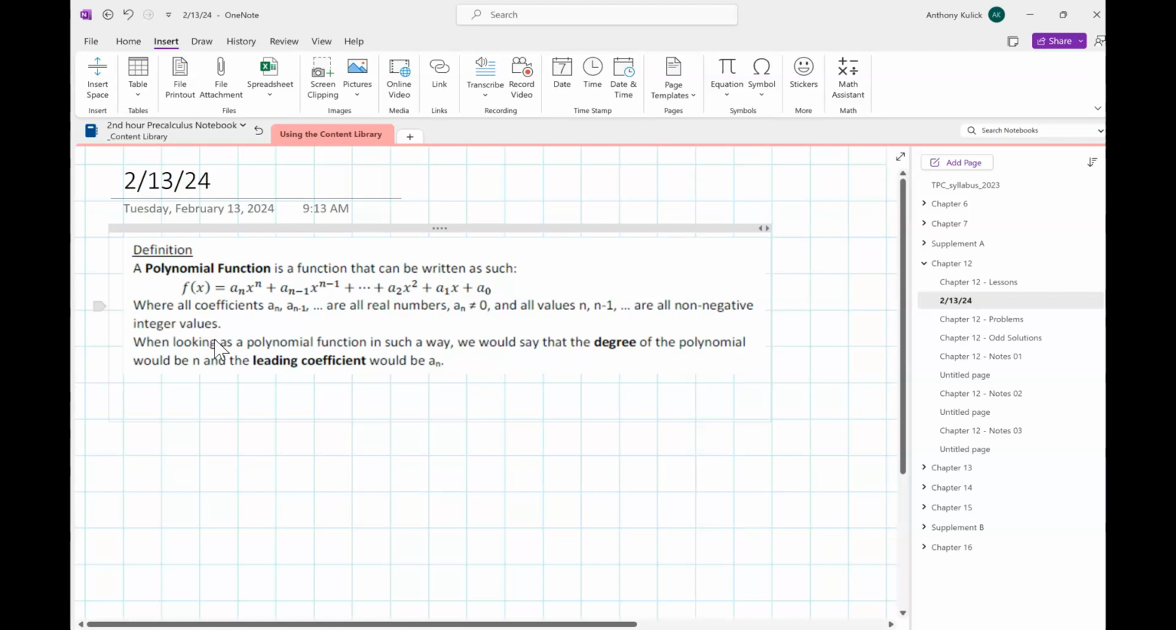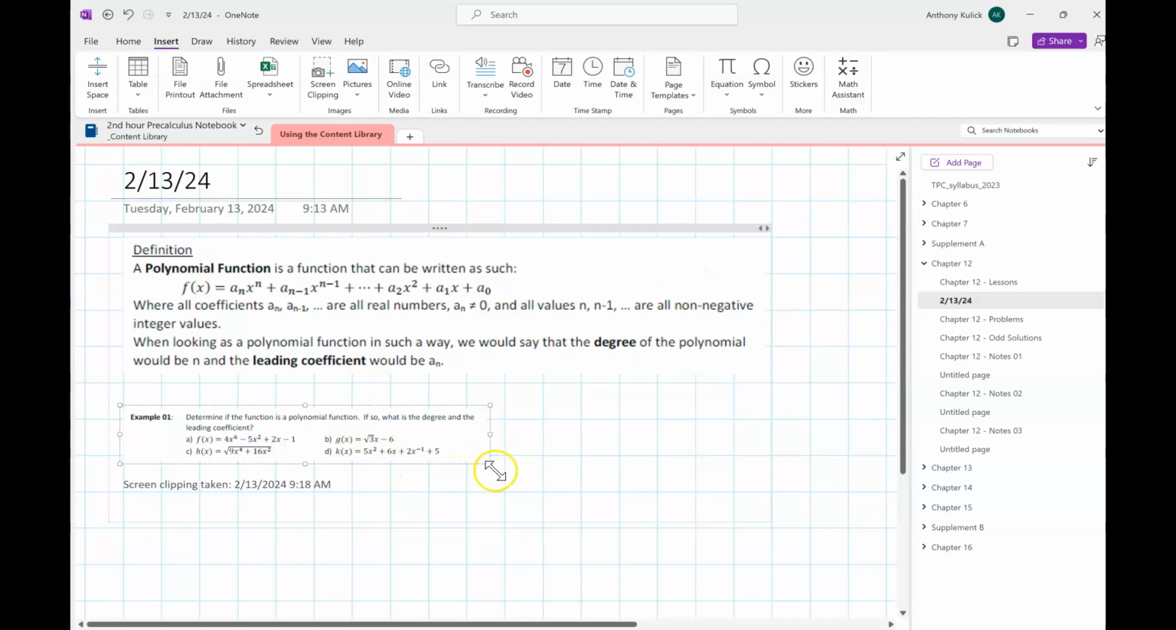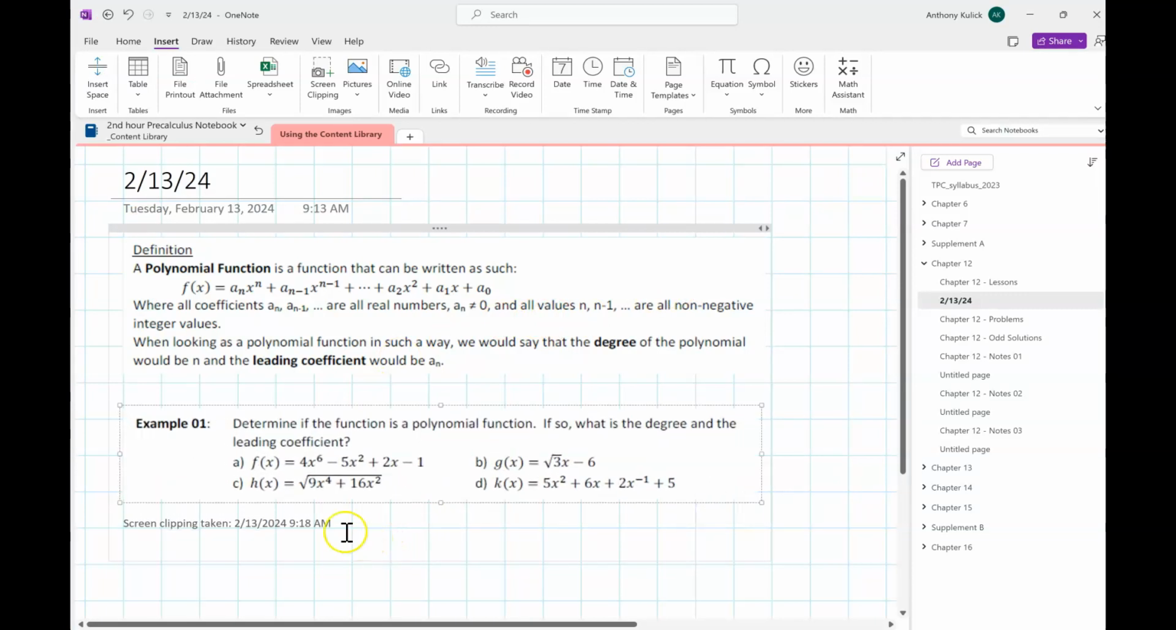In particular, when we talk about polynomial functions, we talk about a couple of descriptors, one being the degree. The degree is the largest exponent in your polynomial, and the leading coefficient is the coefficient on that largest degree term. So let's do a little vocab example here. We're going to look at some functions that I've written down. We're going to decide if it's a polynomial, yes or no. And if it is a polynomial, we'll talk about the degree and leading coefficient.